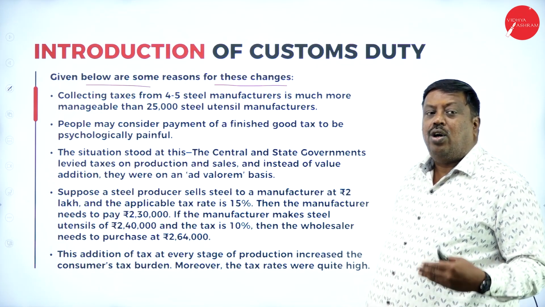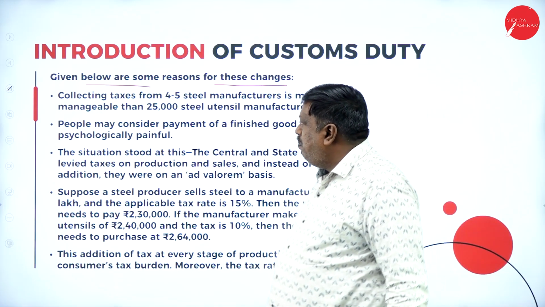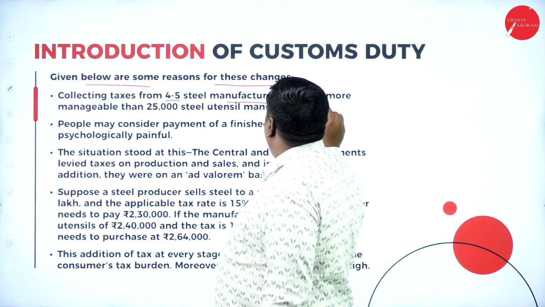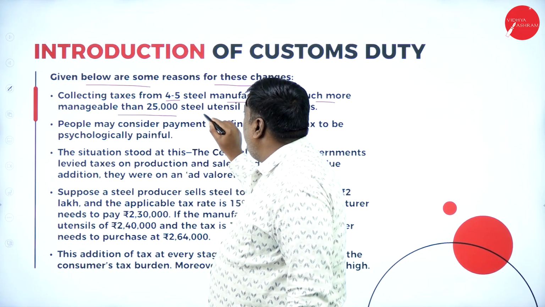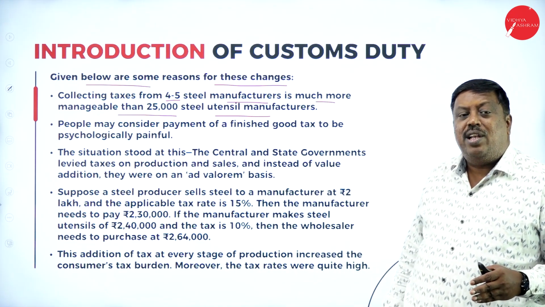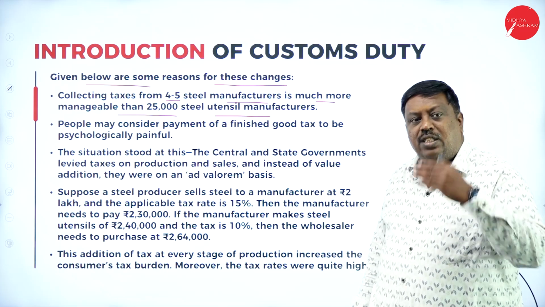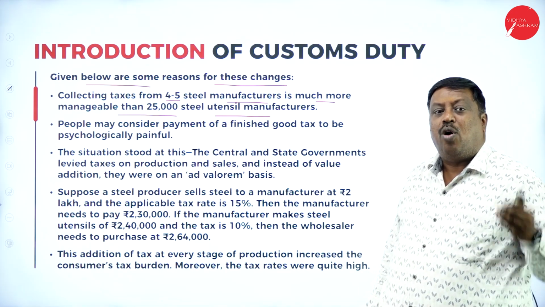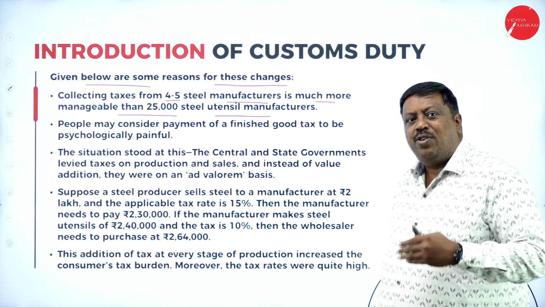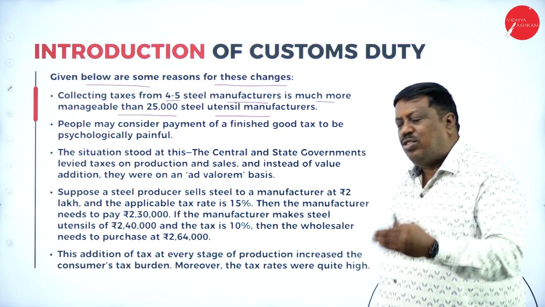Given below are some reasons for these changes, why they started, and what purpose it served. The concept is very simple here. Collecting taxes from 4 to 5 steel manufacturers is much more manageable than from 25,000 steel utensil manufacturers. They said that instead of collecting only from 4 or 5 people, let us collect tax from all the people, so it is better for the government as well as for the increase in the welfare of the society.